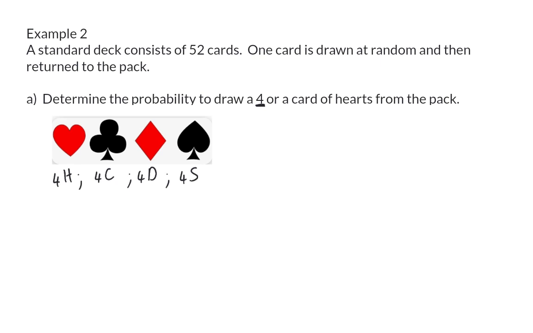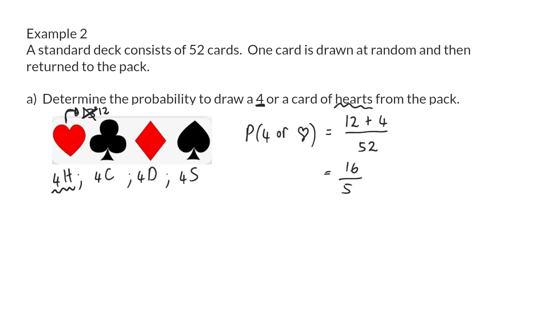But the question says it can also be a card of hearts, and we know that there are 13 different heart cards. Just remember that we already included the 4 of hearts in our bottom list, so that means there are 12 other possible heart cards to be drawn. So for our probability of drawing either a 4 or a heart, we have the 12 possible heart cards and the 4 cards with the number 4 on them out of the total of 52, and that gives us 16 out of 52. Simplified, this is a probability of 4 out of 13.